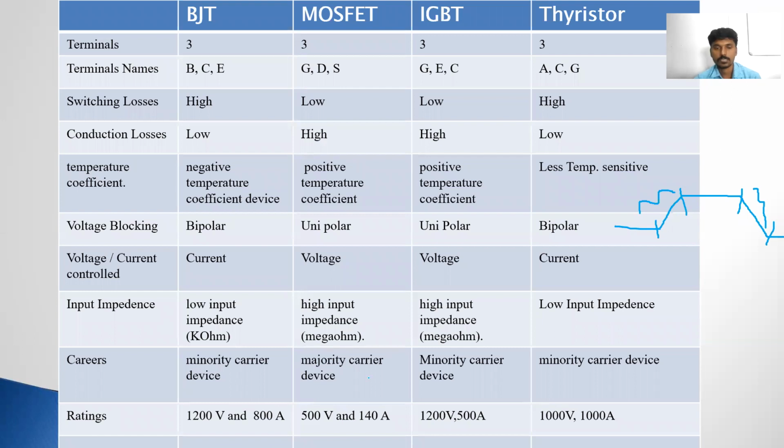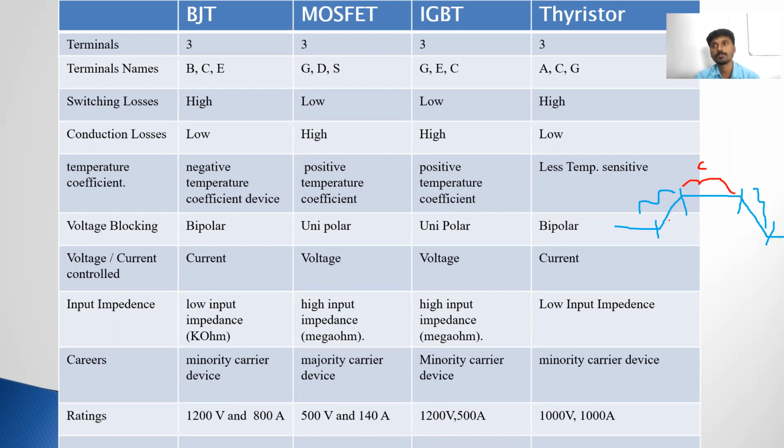Whatever losses are present during this period, means steady state operation, जो यहाँ इस पॉइंट से लेकर इस पॉइंट तक जो भी लॉसेस प्रेजेंट रहते हैं उसको बोलते हैं कंडक्शन लॉसेस, because the device is fully in conducting mode. So when the device is in conducting mode, whatever losses occur can be called conduction losses.